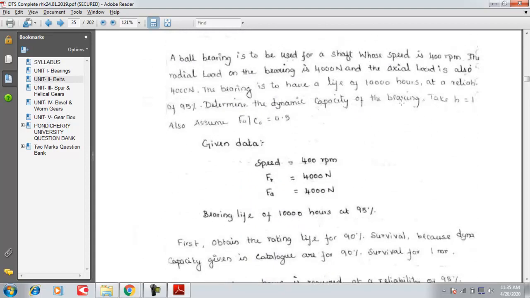Similar to the first method problem that we discussed in ball bearing, they have asked for the dynamic capacity of the bearing, that is the load that can be withstood by the bearing while in running condition. They have also mentioned the value of B in the formula. If they have not given the value of B, you can assume it from the data book also. It is nothing but B equal to 1.17. In page number 4.2 you can see and check the value for that.